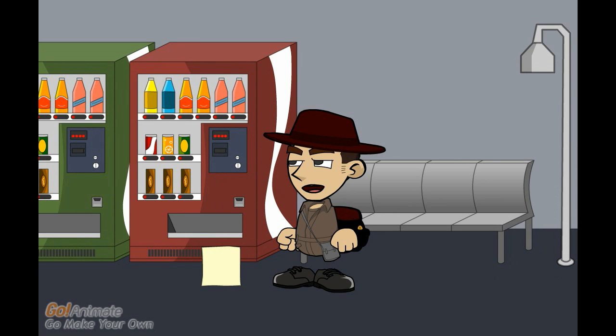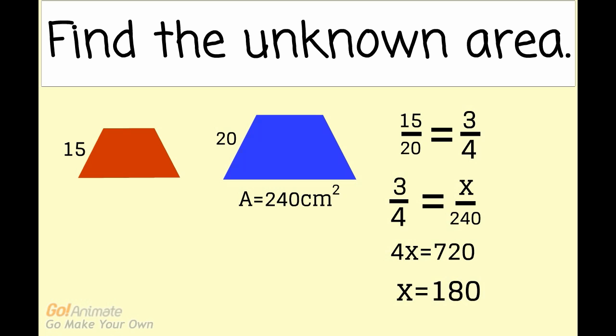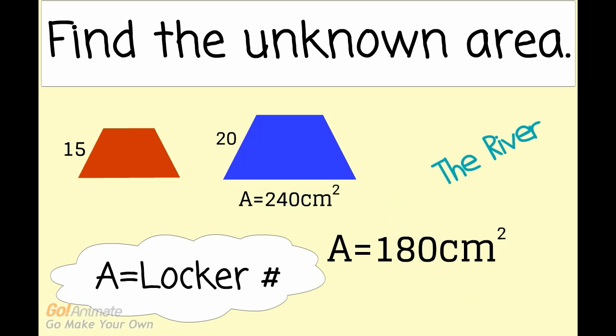This is a weird place to be right now, but look, another clue. Find the unknown area. This is easy. Okay. First, we have to make a side ratio, which is 15/20. Then, you simplify the ratio to 3/4. Next, you put x over the area of the blue polygon. After that, you cross-multiply the two fractions and get 4x equals 720. You divide both sides by 4 and then x will equal 180. Wow! The answer is the locker number. Our next place to go is the river.